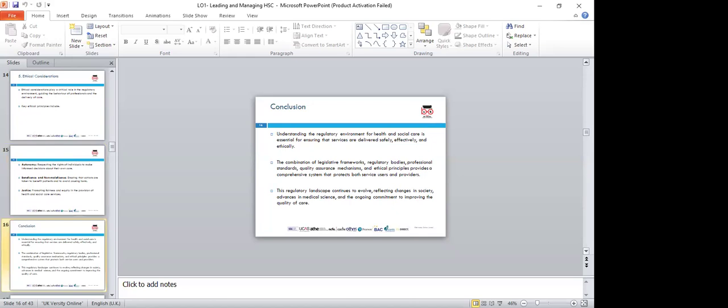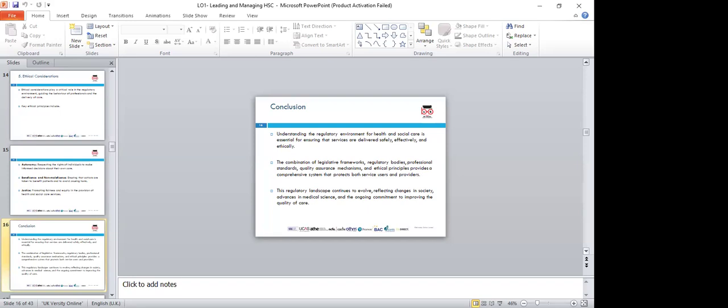So in conclusion, we can say that understanding the regulatory environment for health and social care is essential for ensuring that services are delivered safely, effectively, and ethically. I agree. The combination of legislative frameworks, regulatory bodies, professional standards, quality assurance mechanisms and ethical principles provides a comprehensive system that protects both the service users and the providers.